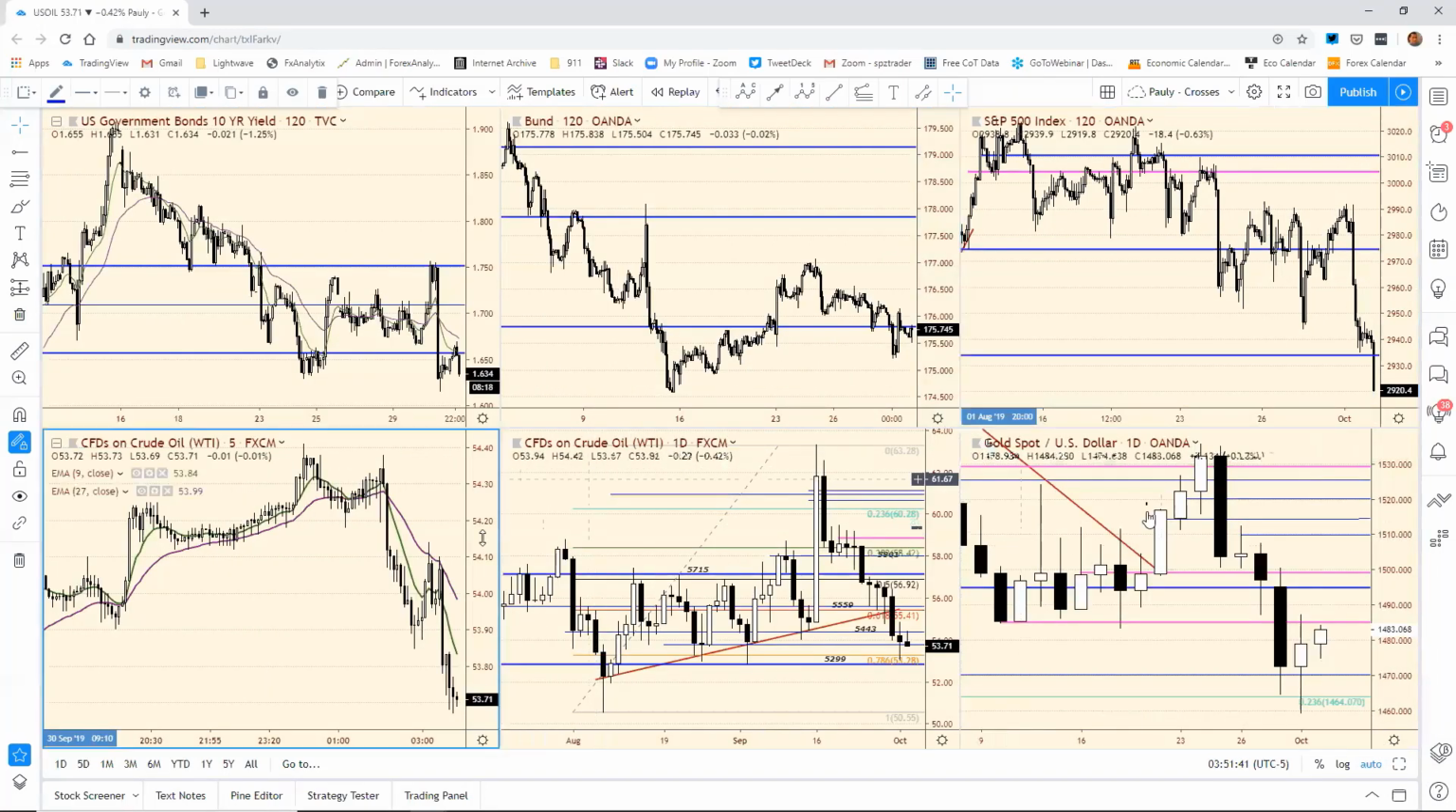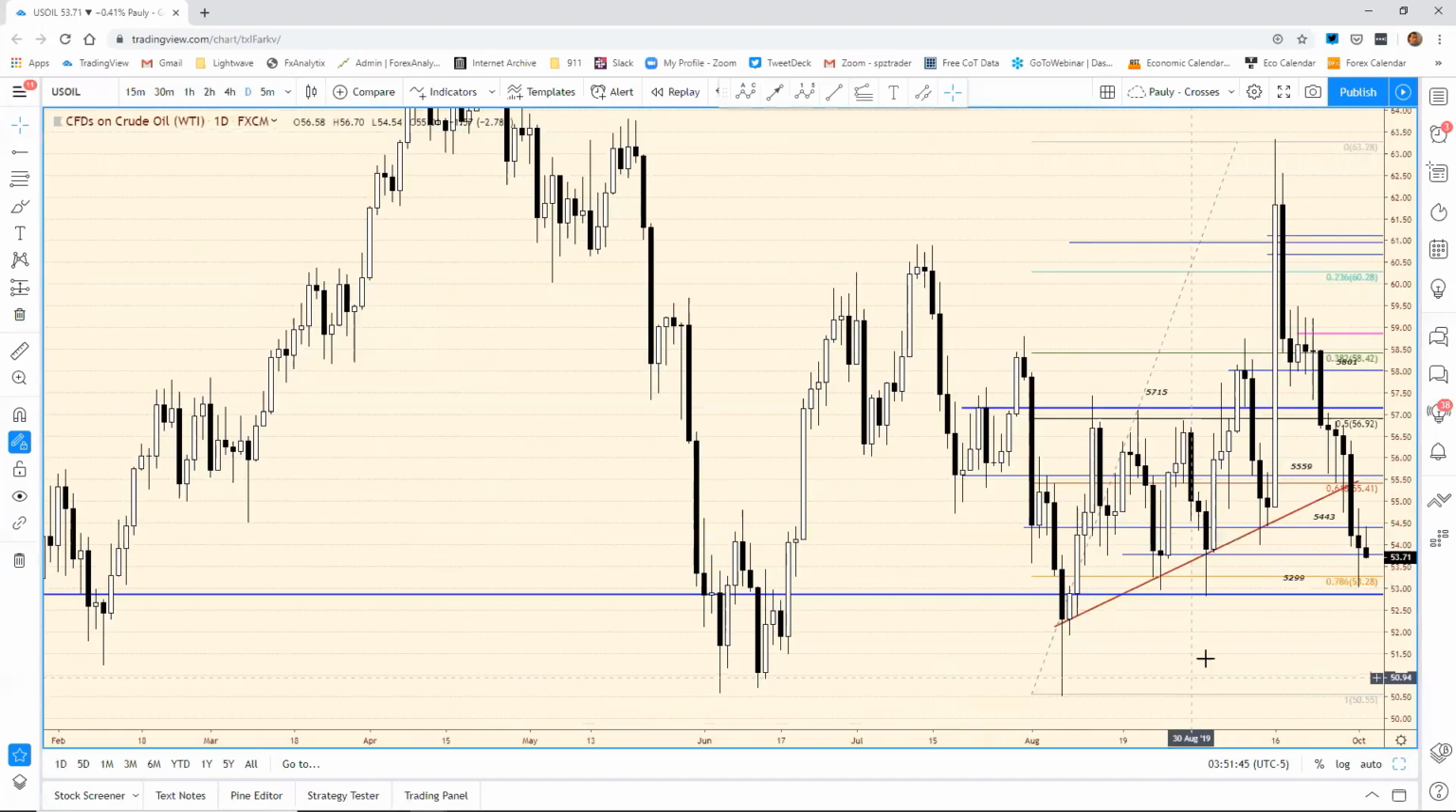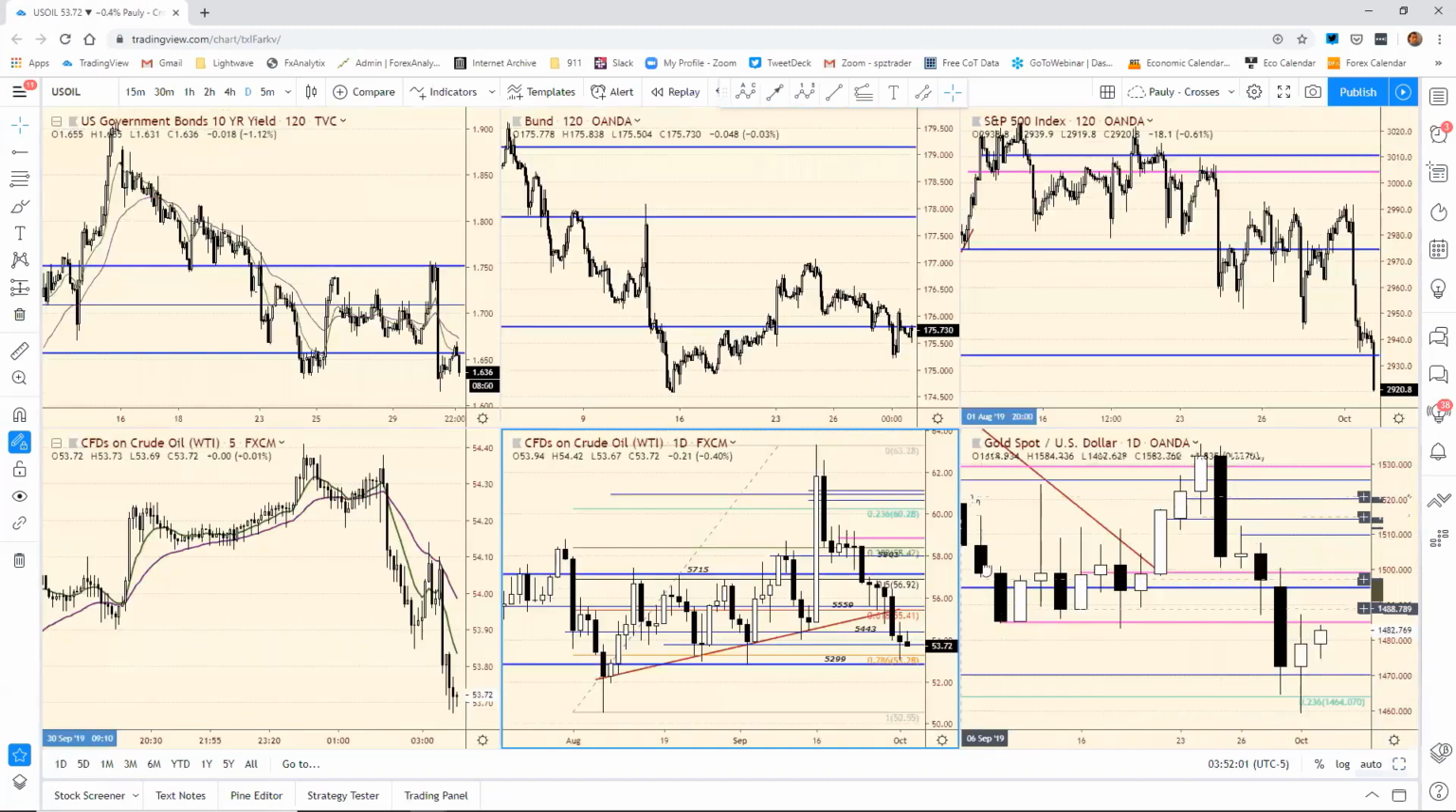In light of that, we've also seen crude oil, although despite coming off of those lows yesterday, we've seen this market start to pare back. Obviously, with the weakness in equities.